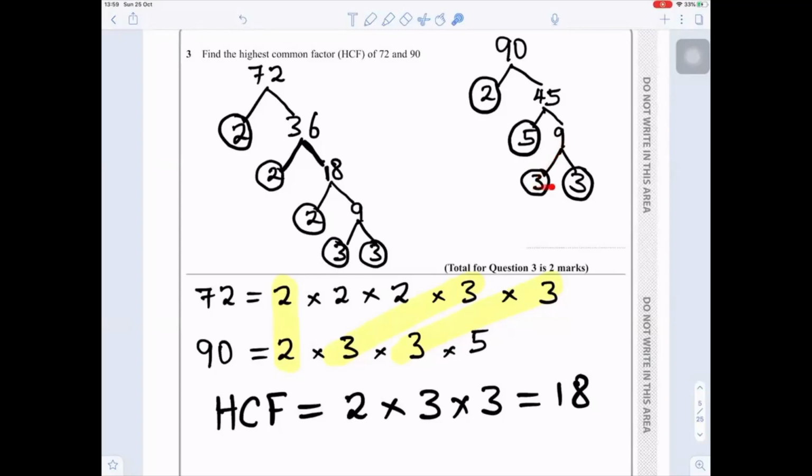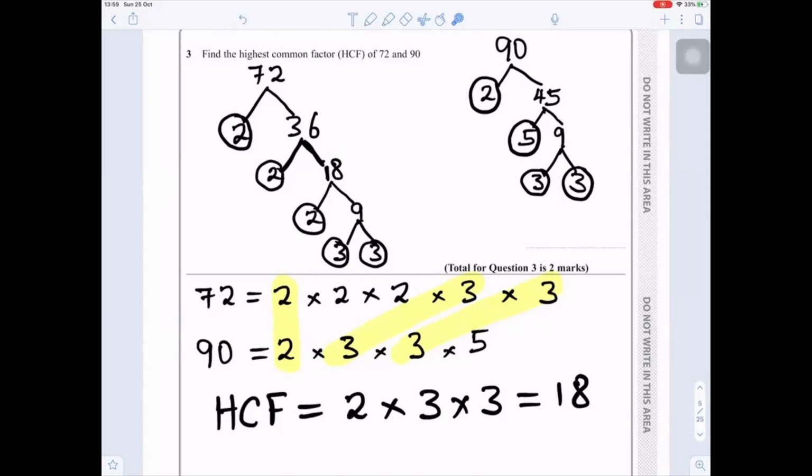And then 3 times 3. 3 is a prime number, 3 is a prime number. And you can write out the prime factors of 90 as 2 times 3 times 3 times 5. Now you look at what is common or found in both of them. 2 is found in both of them. 3 is found in both of them. Another 3 is found in both of them.